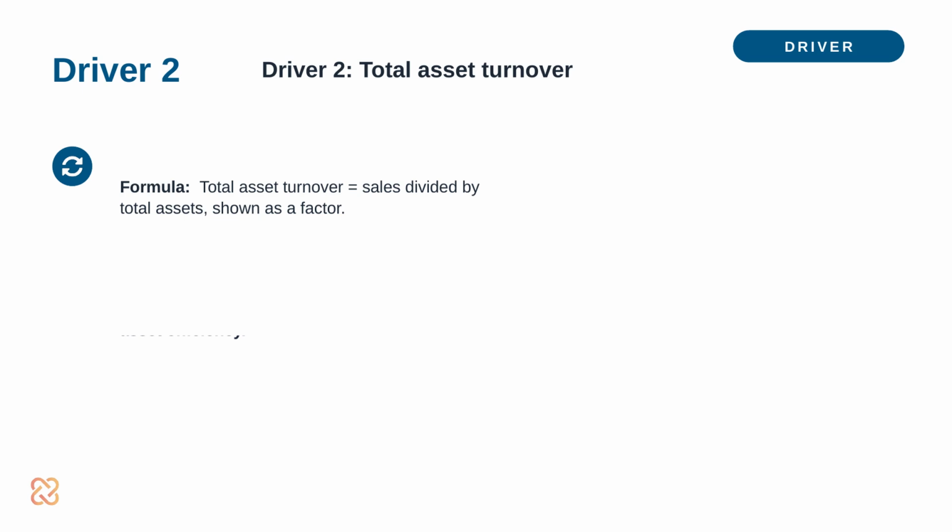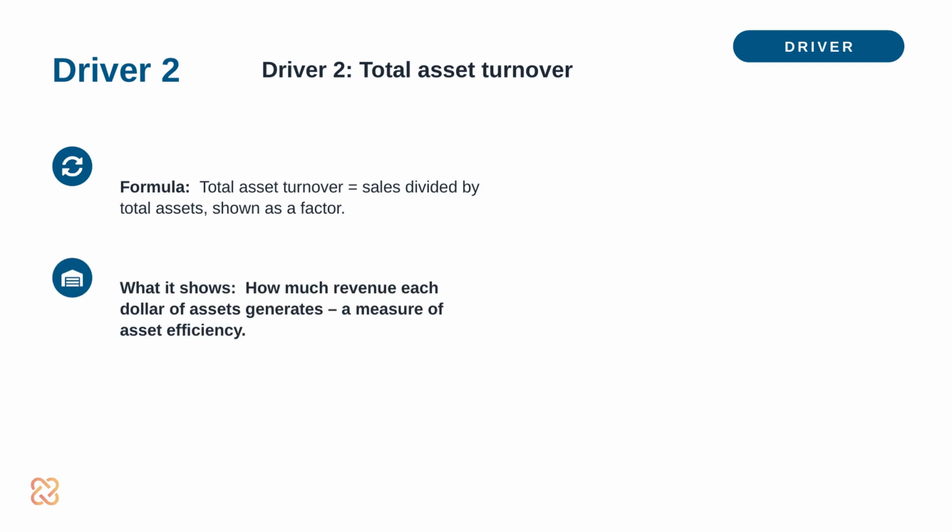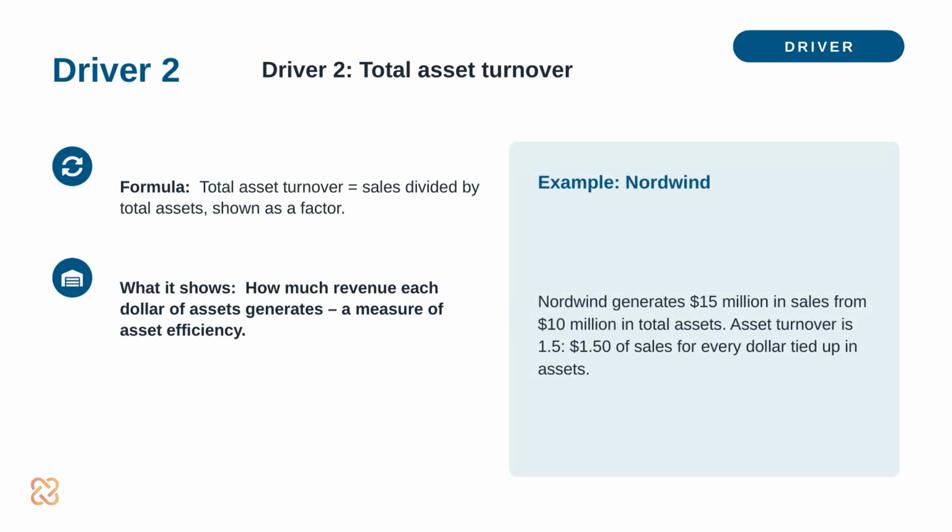The second driver is total asset turnover. Where the margin relates profit to sales, turnover relates sales to the assets on the balance sheet. It answers a different question. How hard are the company's assets working? The formula is sales divided by total assets. Nordwind's $15 million in sales come from $10 million in total assets. 15 divided by 10 gives 1.5.